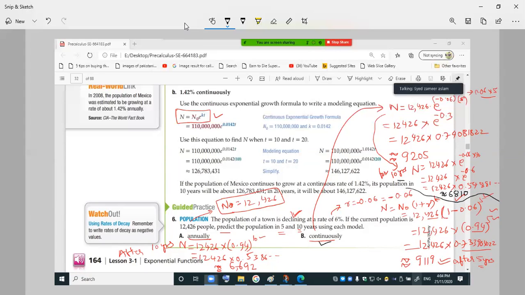And after 5 years, it will become 9,205 if it is continuously declining. If it is annually declining at the given rate, then after 5 years it is 9,119, and after 10 years it is 6,692. That is the answer of this question.